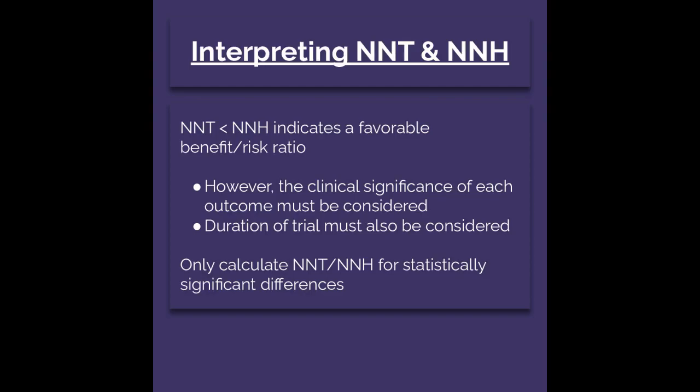Additionally, number needed to treat can also be used to weigh benefit-risk ratio. For example, a number needed to treat less than the number needed to harm would indicate a favorable benefit-risk ratio. However, the clinical significance of each outcome must be considered, and the duration of the trial must also be taken into consideration. This is because when interpreting the number needed to treat and number needed to harm values, a shorter or longer trial can impact the clinical significance of the observed treatment effect. Additionally, it's important to only calculate number needed to treat and number needed to harm for statistically significant differences.